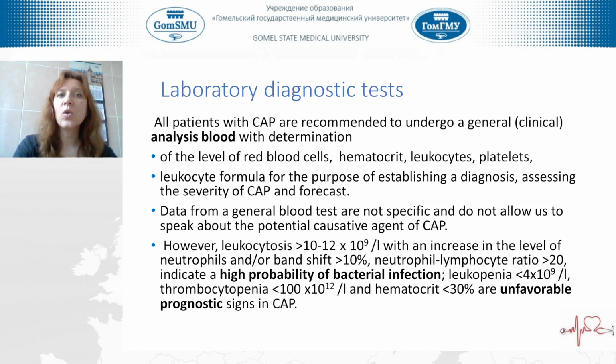According to laboratory diagnostic tests, all patients with CAP are recommended to undergo a general clinical blood analysis with determination of the level of red blood cells, hematocrit, leukocytes, platelets, and leukocyte formula for the establishment of diagnosis, assessment of the severity of CAP and prognosis. Data from a general blood test are not specific and do not allow us to speak about the potential causative agent of CAP. However, leukocytosis more than 10 with an increase in the level of neutrophils or band forms more than 10%, and the neutrophil-lymphocyte ratio indicate a high probability of bacterial infection. Leukopenia, thrombocytopenia, and hematocrit less than 30 are unfavorable prognostic signs of CAP.